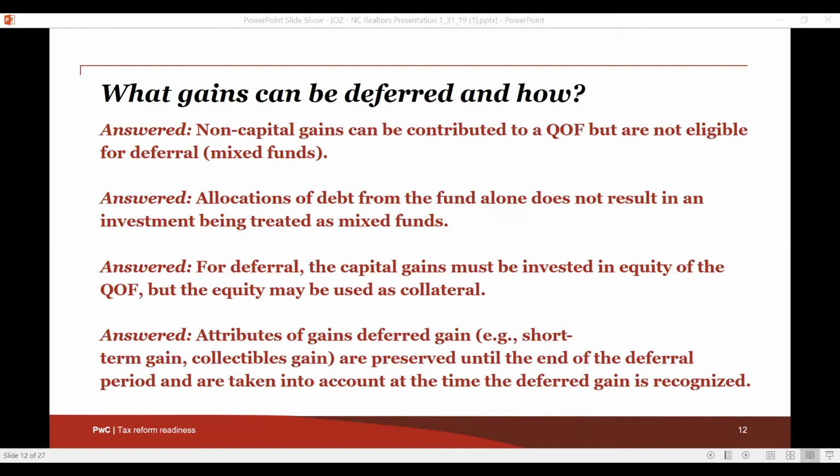Allocations of debt from a fund does not result in an investment being treated as a mixed fund, so the fund can have debt. The capital gains must be invested in the form of equity. And lastly, if you invest short-term capital gain into the fund, then it remains short-term until the time the deferred gain is recognized in 2026. So in other words, the character is preserved. Even though you've now held it, you deferred it for however many years, it would still stay short-term.